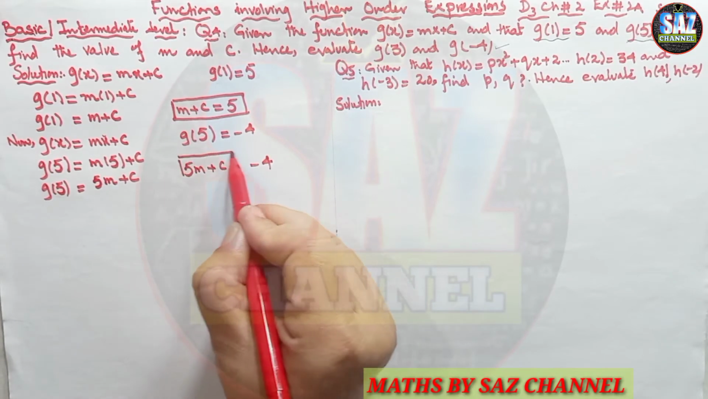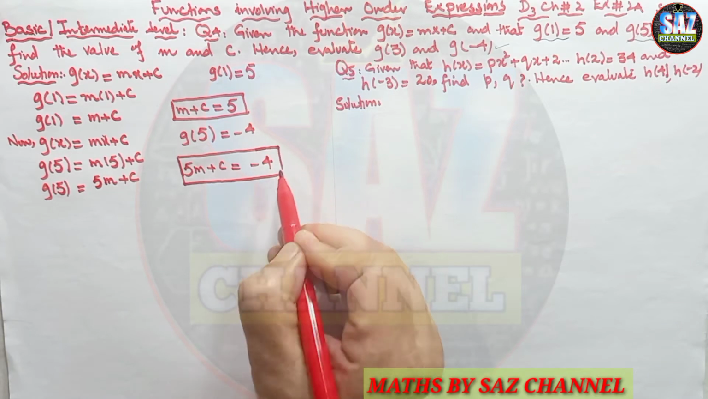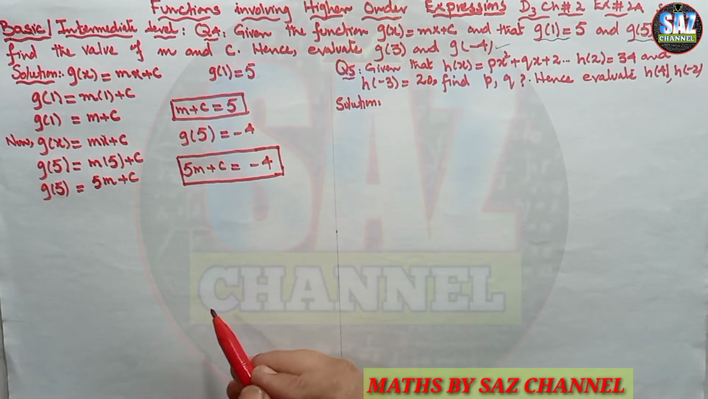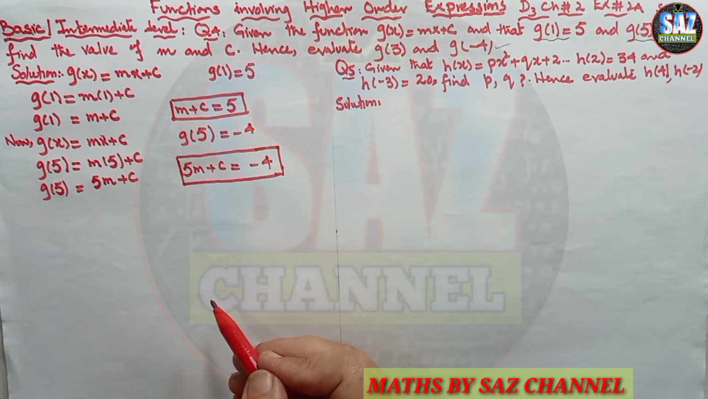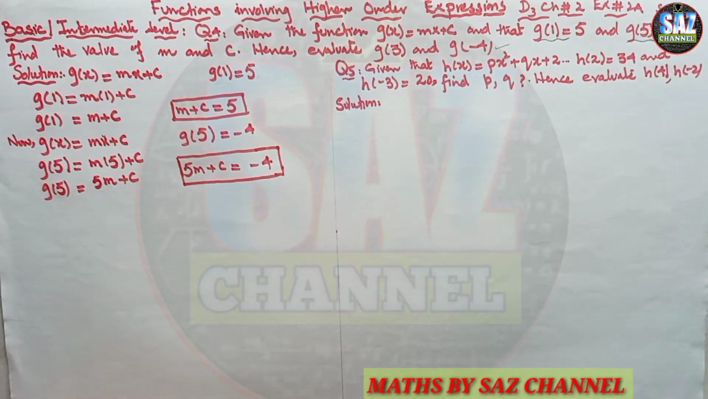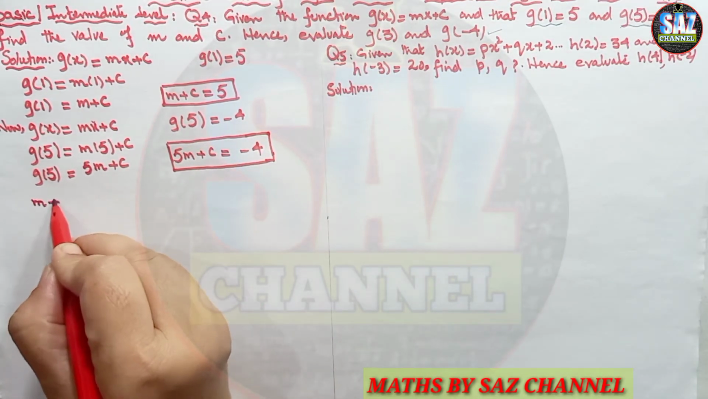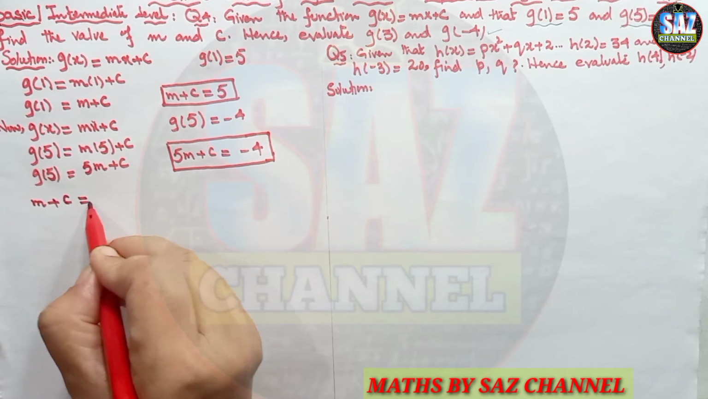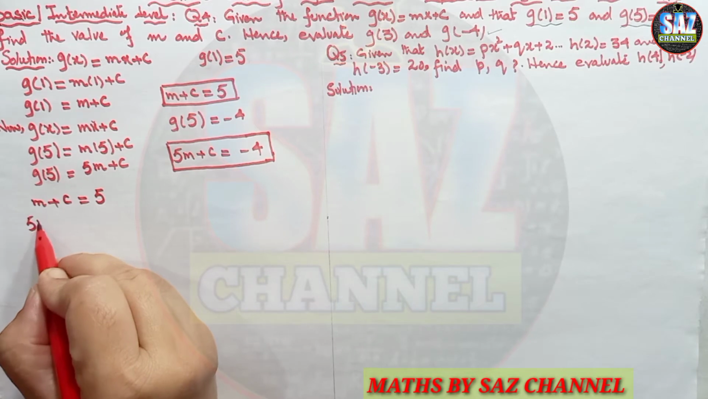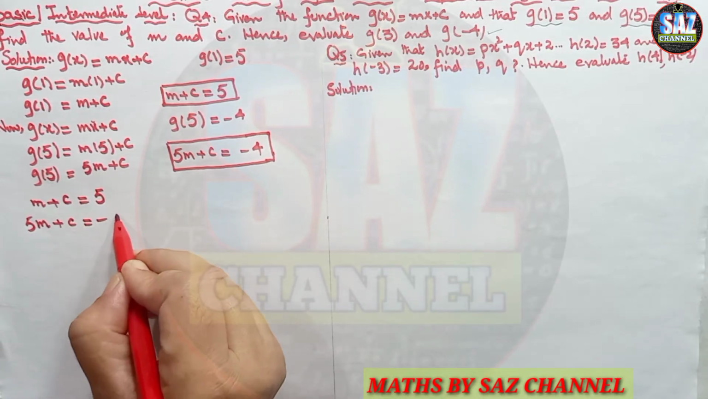Now we have two equations with us with two variables. Now you should have the command on the simultaneous equations. You should know how to solve the simultaneous equation. Either apply the elimination method or substitution method. It's up to you. Now what I have to do, I have to write the equations together. m plus c equals 5 and 5m plus c equals minus 4.